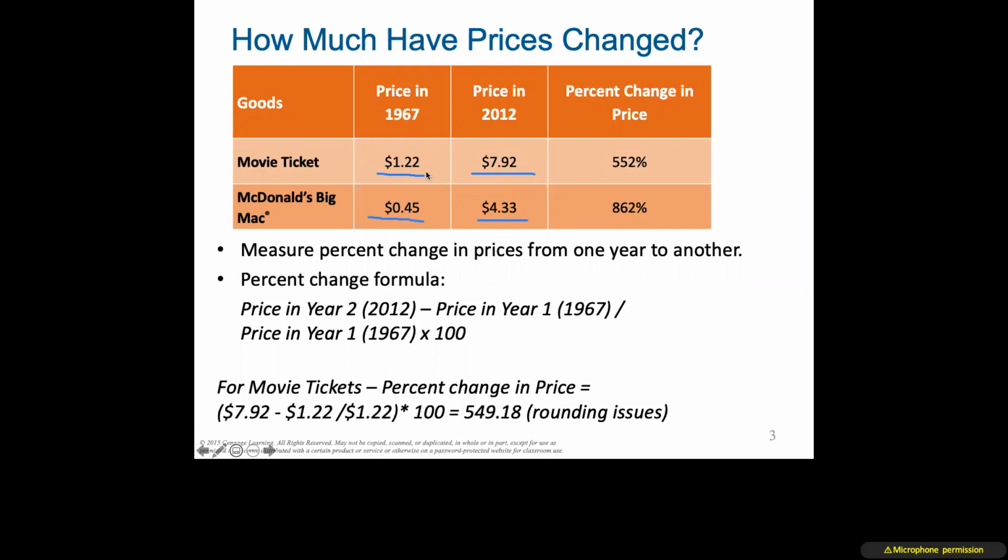The percent increase between these 2 points is quite large. And how do we calculate that? Well, we take the price in year 2, which in this case is 2012, and we subtract the price in year 1, and we divide it by year 1, and we get this number right here, 552%.